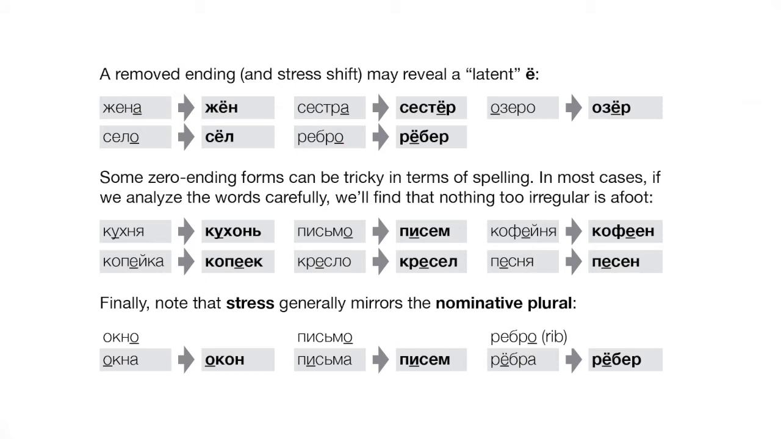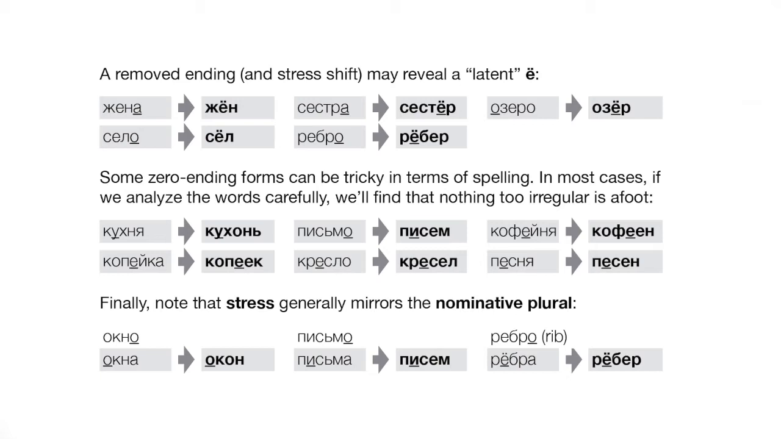Okay, let's look at a few other details here. Sometimes getting rid of an ending and then getting a stress shift may reveal a latent yo. We talked about this last chapter: if the stress shifts around, we can end up with a yo rearing its head. So, for example, жена, whose plural, by the way, is жёны. That would be in the nominative plural. Genitive plural is жён. Село becomes сёл. Сестра becomes сестёр.